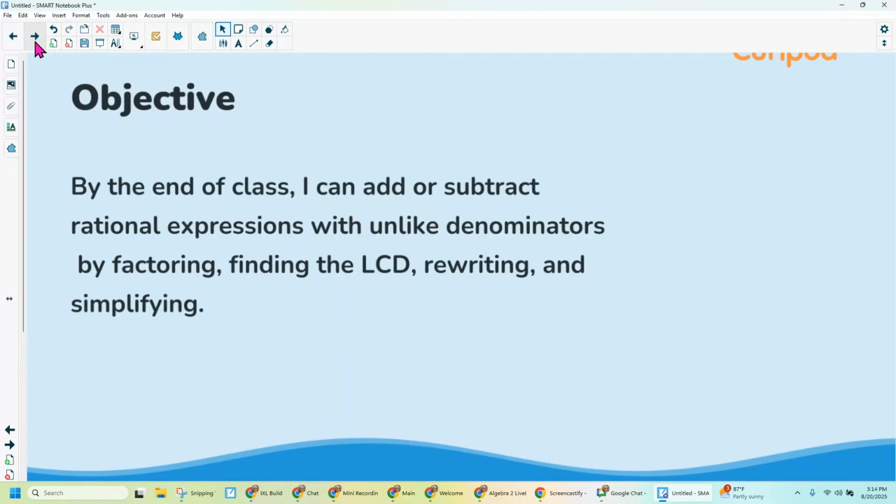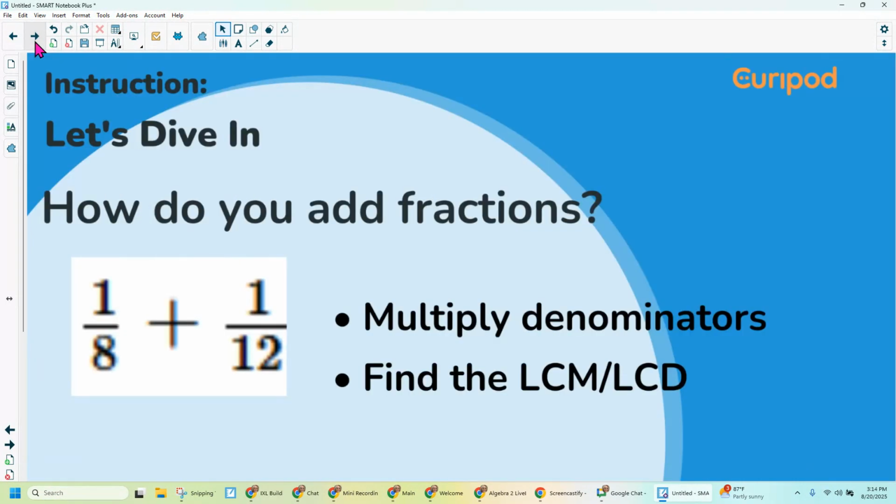Our objective: by the end of class, I can add or subtract rational expressions with unlike denominators by factoring, finding the least common denominator, rewriting, and simplifying. So, what do you remember about how you add fractions? When you add fractions, you have to have a common denominator.